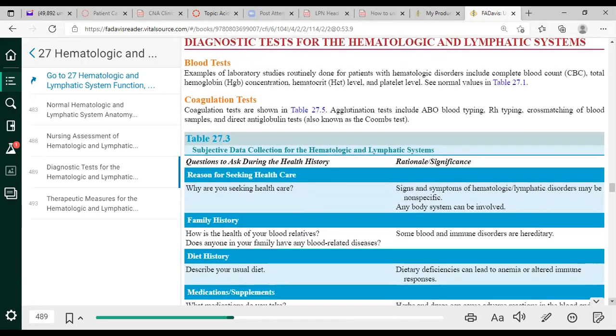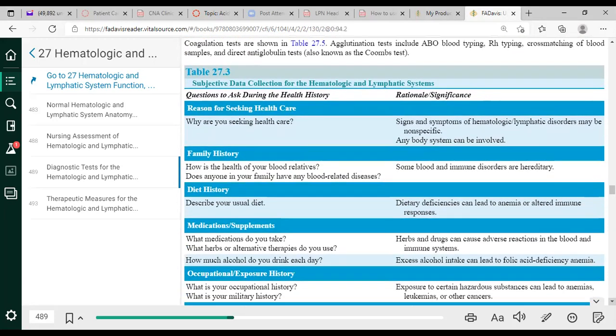And it's giving you all some information on questions you should be asking when you are doing a health history, because there are questions we should be asking newly admitted patients. And one of the things with family history, it's really important to ask about family history, because some diseases run in the family.